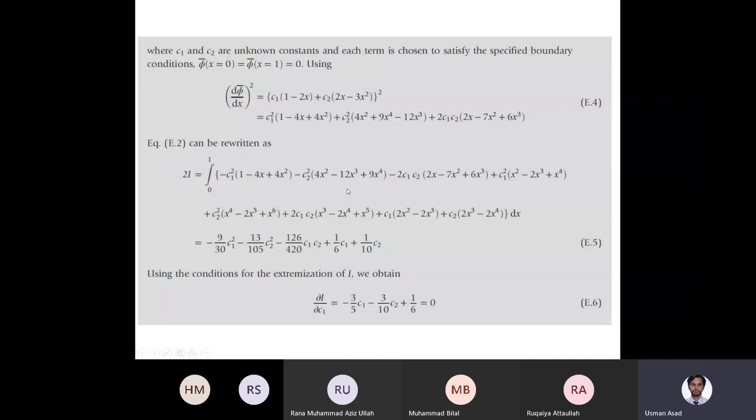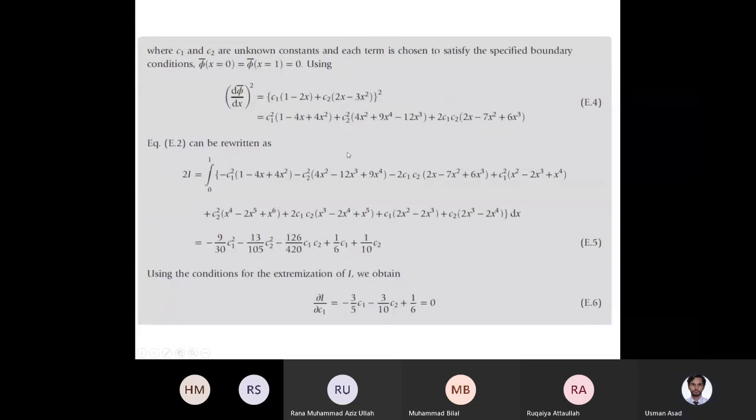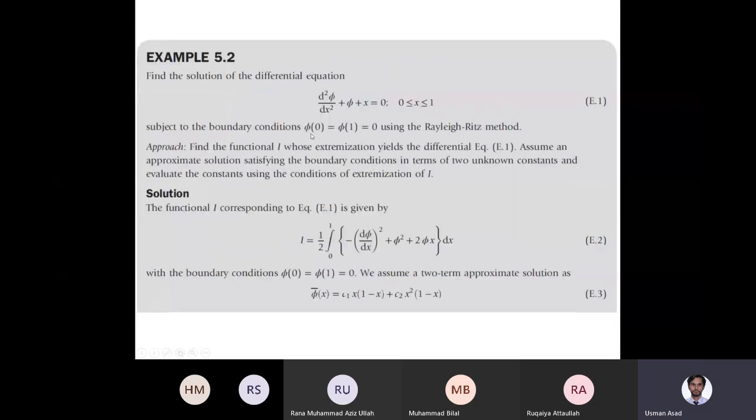Multiple ways to do that. Here what they have done is they took the double derivative of this, right? Take a double derivative of this and plug it back here, right? The double derivative of this, sorry, actually they're using this functional, so take a single derivative and square it, and square this, and plus 2 phi of x.